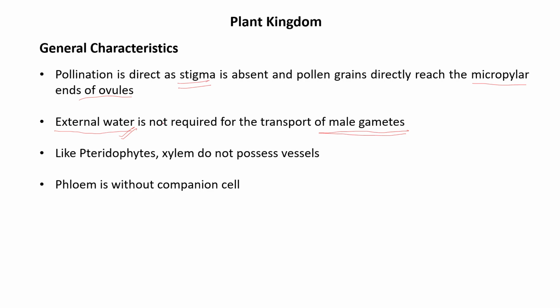Like in pteridophytes, the xylem does not possess vessels. So here also vessels are totally absent in the xylem tissue. Phloem is without companion cells. No companion cell is present in the phloem tissue.